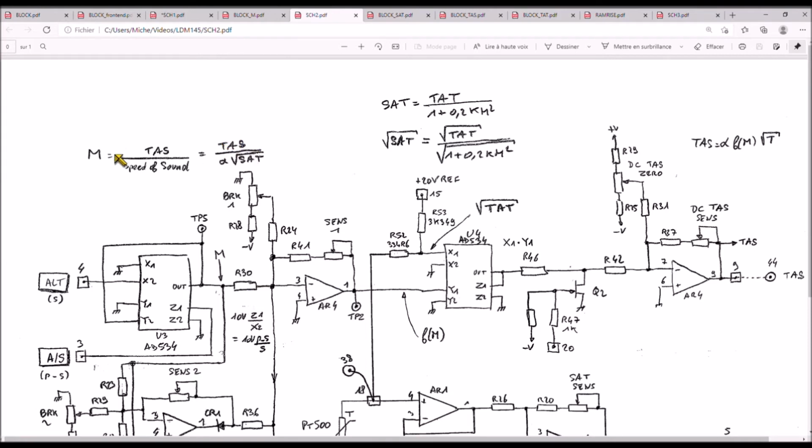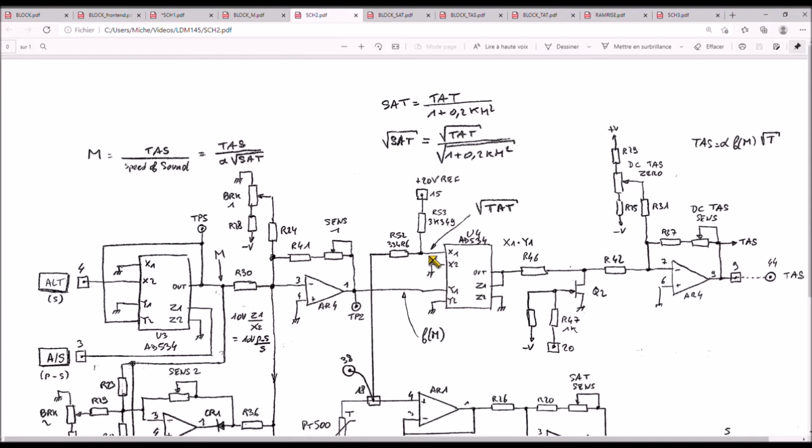So the true airspeed equals Mach number multiplied by a coefficient multiplied by the square root of the static air temperature. The multiplication is performed using this multiplier. We have at this input not the square root of the static air temperature, but the square root of the total air temperature, because actually it is not possible to measure directly the static air temperature, but it is possible to measure the total air temperature.